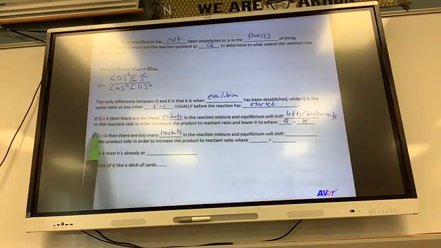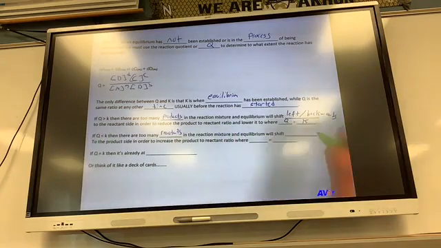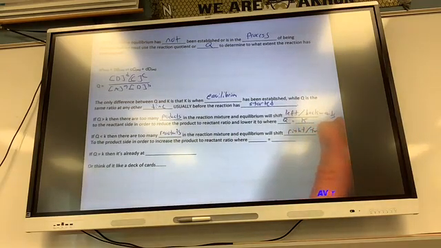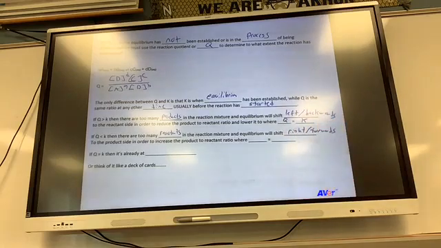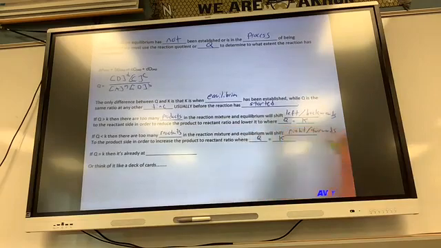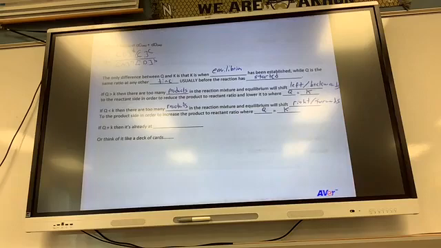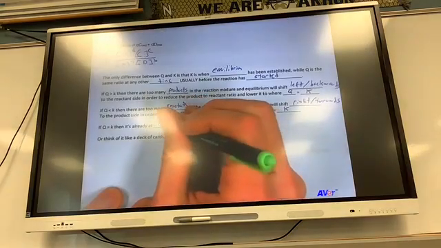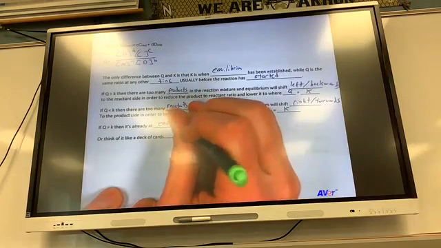If Q is less than K, there's too many reactants, so it will shift to the right, forwards, because if I have too many reactants, it's going to make more products. It shifts to the product side in order to increase the product to reactant ratio where, once again, Q is equal to K. If Q is equal to K, it's already at equilibrium.